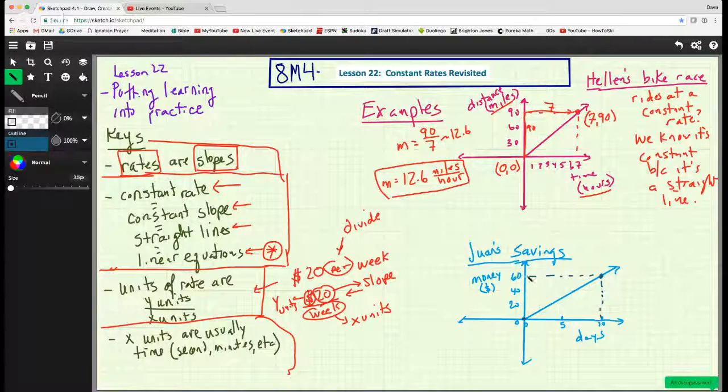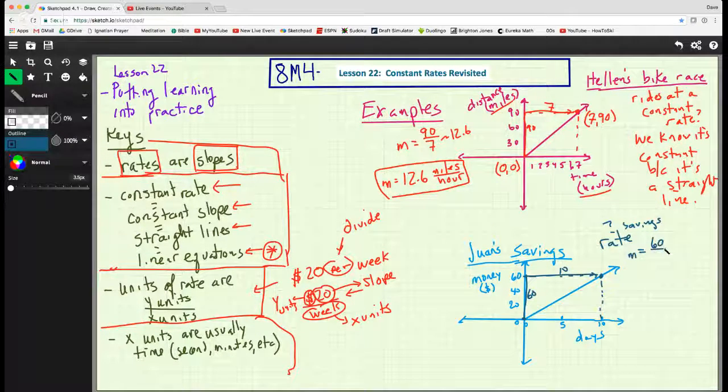So let's see, what is his savings rate? Well, that's the slope. The rise over the run. The rise is 60, from 0 to 60 is 60, and we run 10. So his slope is the rise over the run, which is 6. And our units are our y over our x. Our y units is dollars, and our x unit is days. So that's $6 per day. So Juan saves $6 a day.